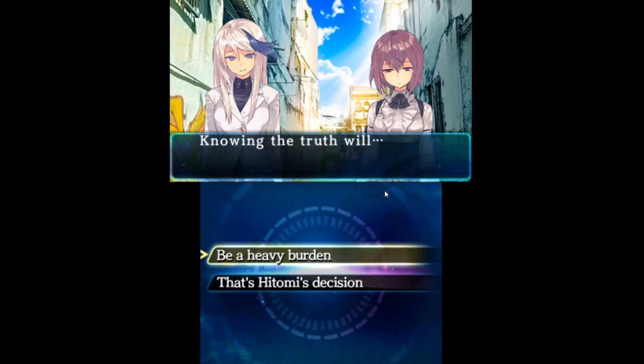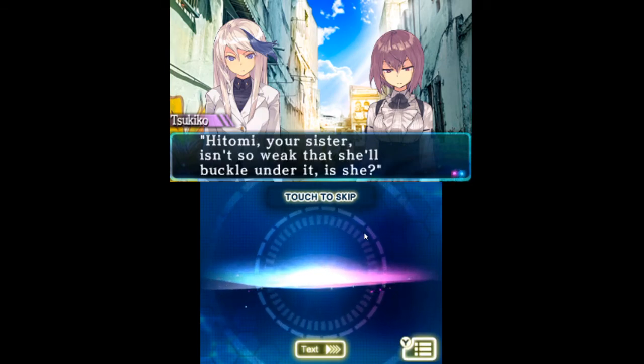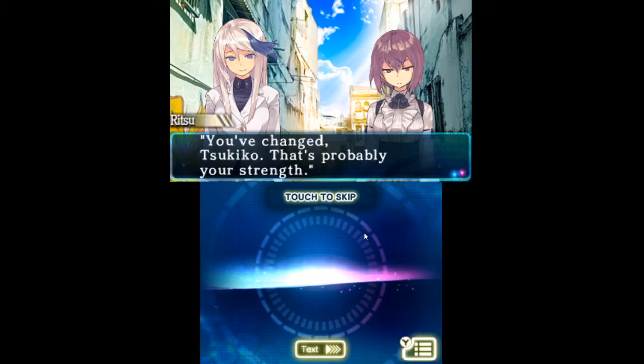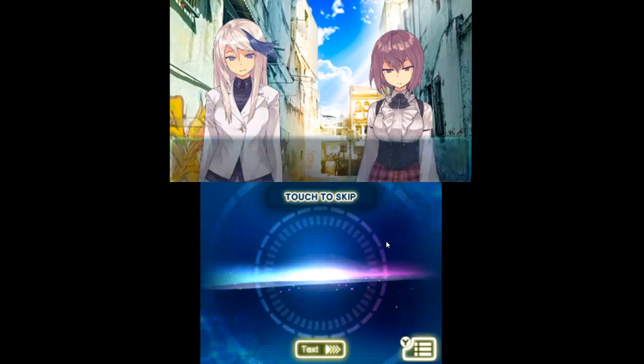That's Hitomi's decision. It will become a heavy burden. But what of it? Hitomi, your sister isn't so weak that she will buckle under it, is she? You've changed, Tsukiko. That's probably your strength, but I haven't, and am still cursed by the pain of the past. But that's how it is.